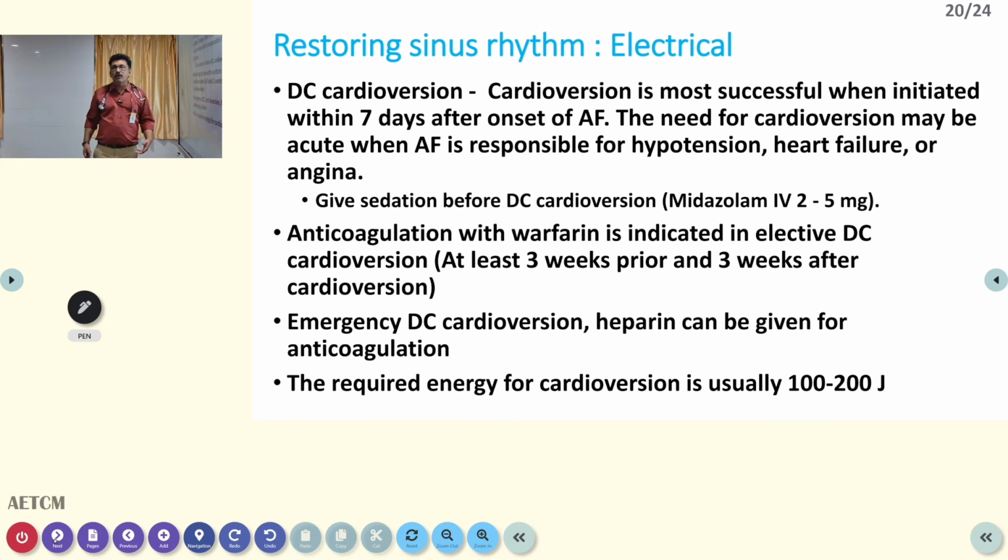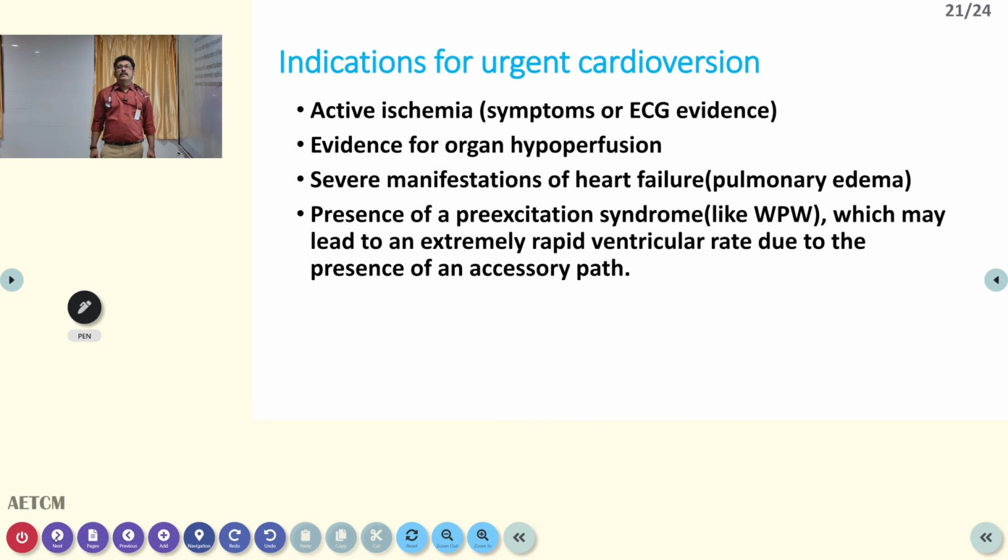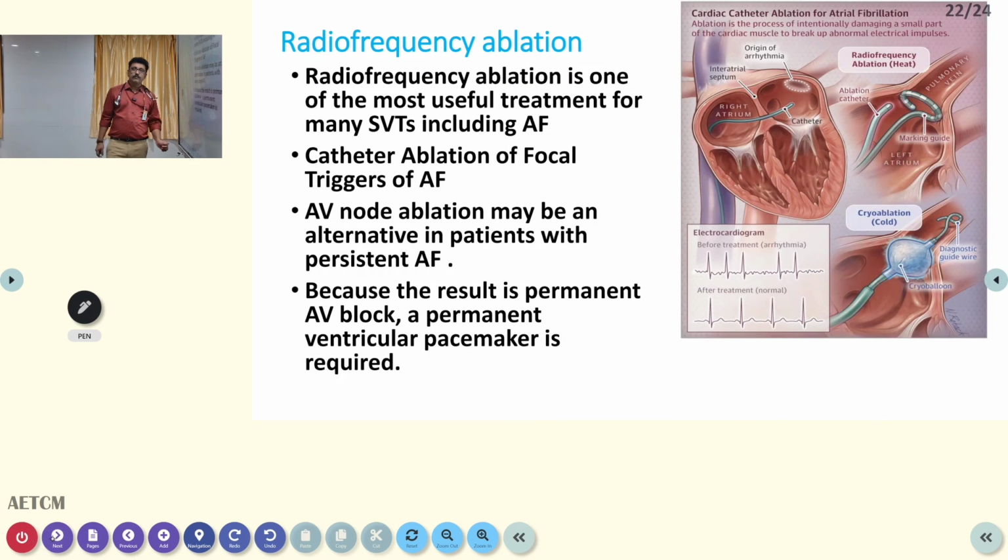If the cause is hypoxemia, you have to correct the hypoxemia, and heparin should be given before DC cardioversion. Urgent cardioversion is required in active ischemia, evidence of hypoperfusion of tissues, severe manifestation of cardiac failure, and pre-excitation syndromes like WPW syndrome, where we cannot use beta blocker or calcium channel blocker. That can sometimes aggravate the problem. Now, radiofrequency ablation is available for persistent or permanent atrial fibrillation which cannot be controlled with your routine drugs. That can also be tried.